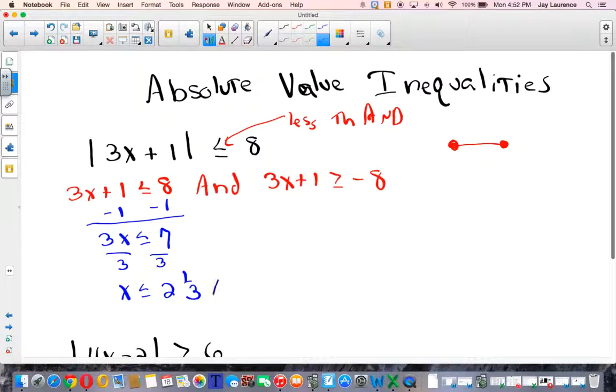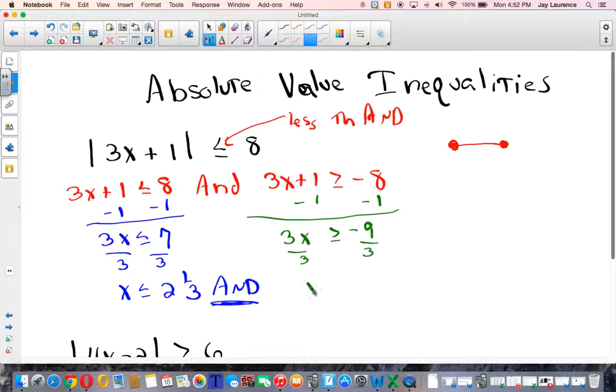Okay. And, remember me doing that a long time ago? And now I'm going to solve this inequality. Notice I'm not just going to go x is greater than or equal to -2 1/3. I'm actually going to solve the inequality. So important that you write down both inequalities. 3x is greater than or equal to -9. Divide by 3, divide by 3. X is going to be greater than or equal to -3. So both parts have to be true at the same time.